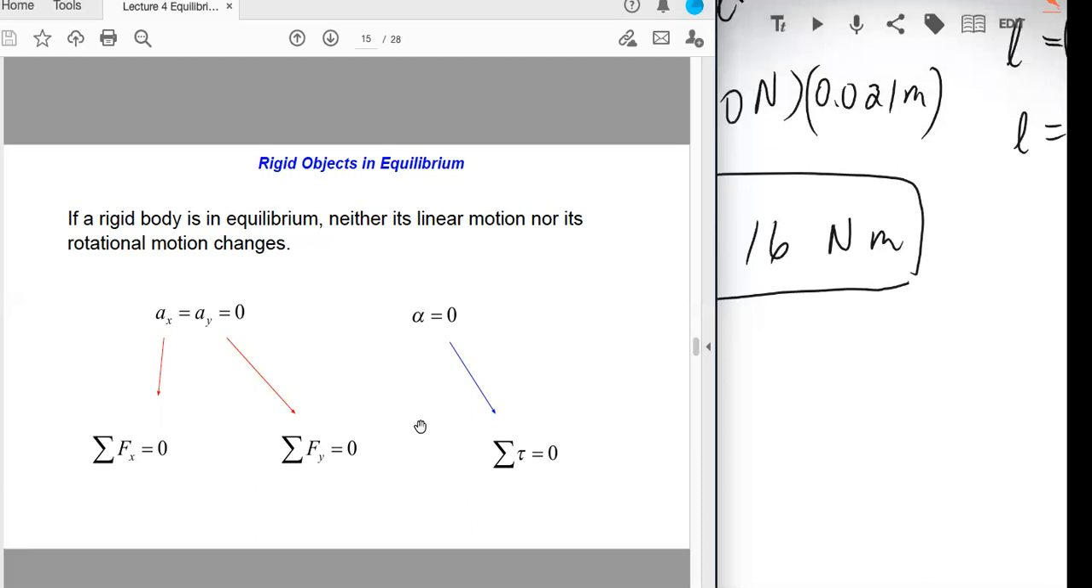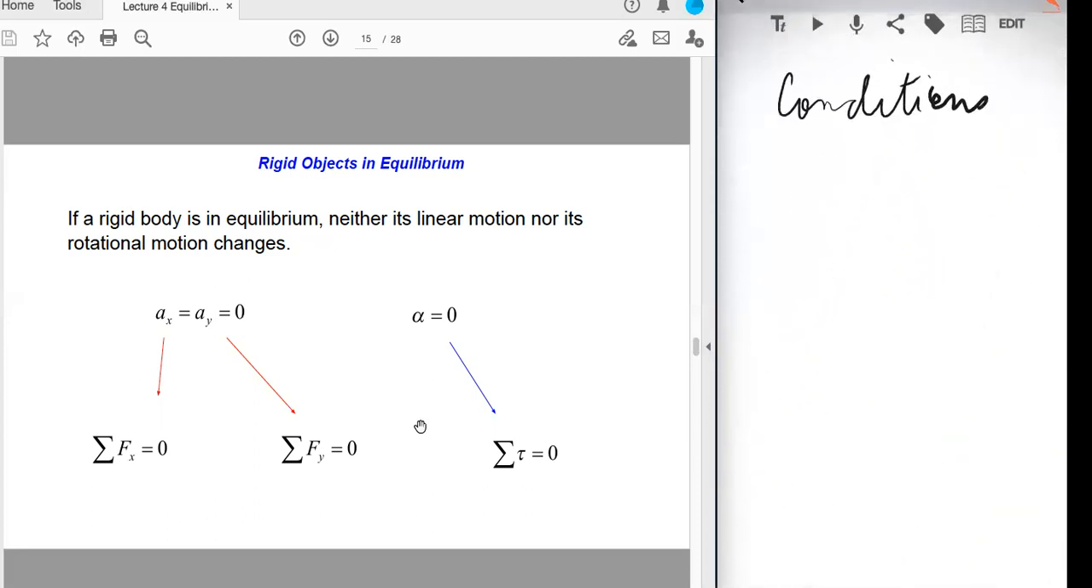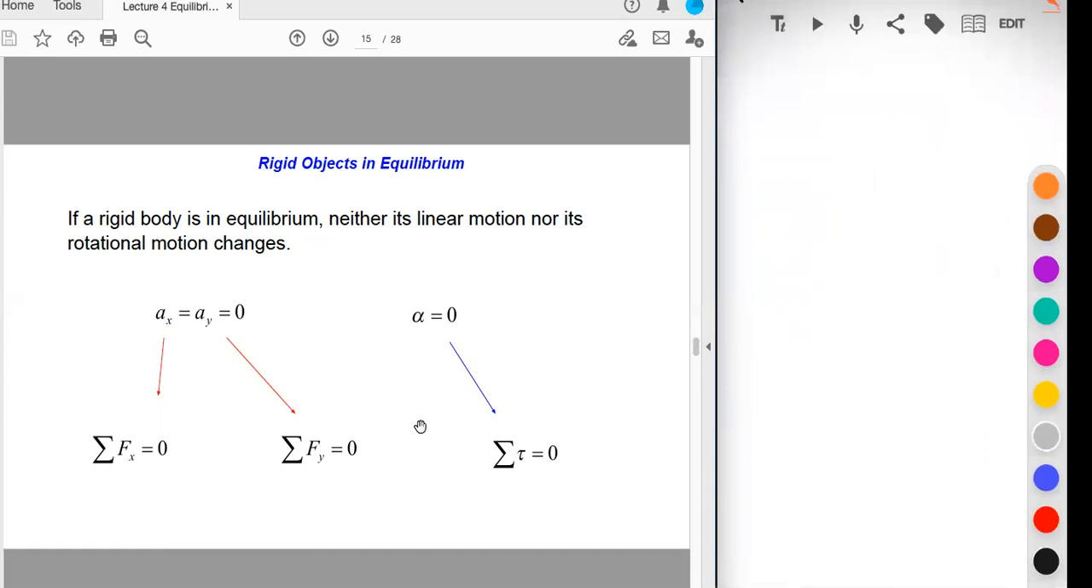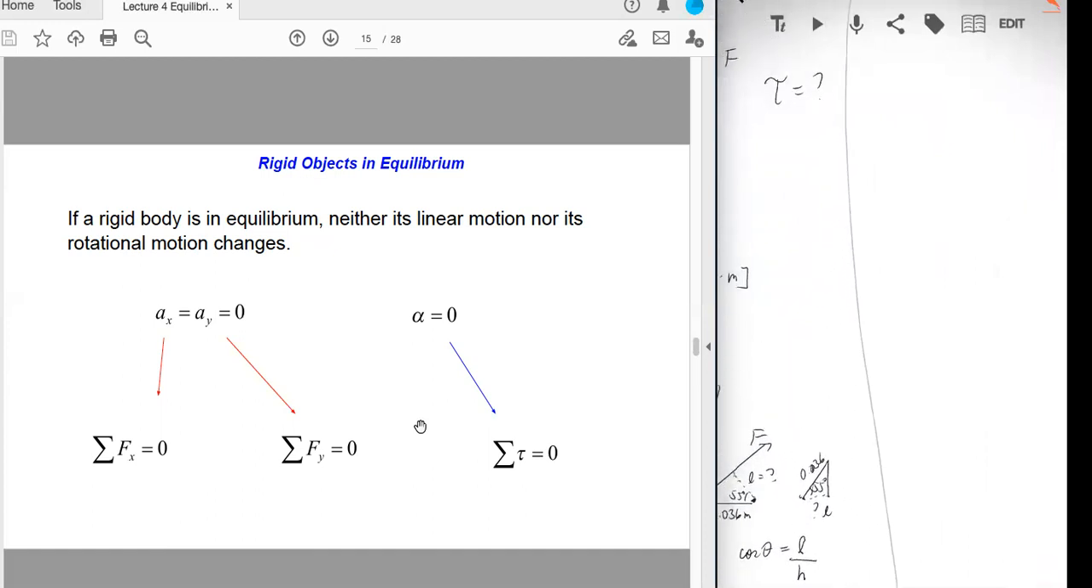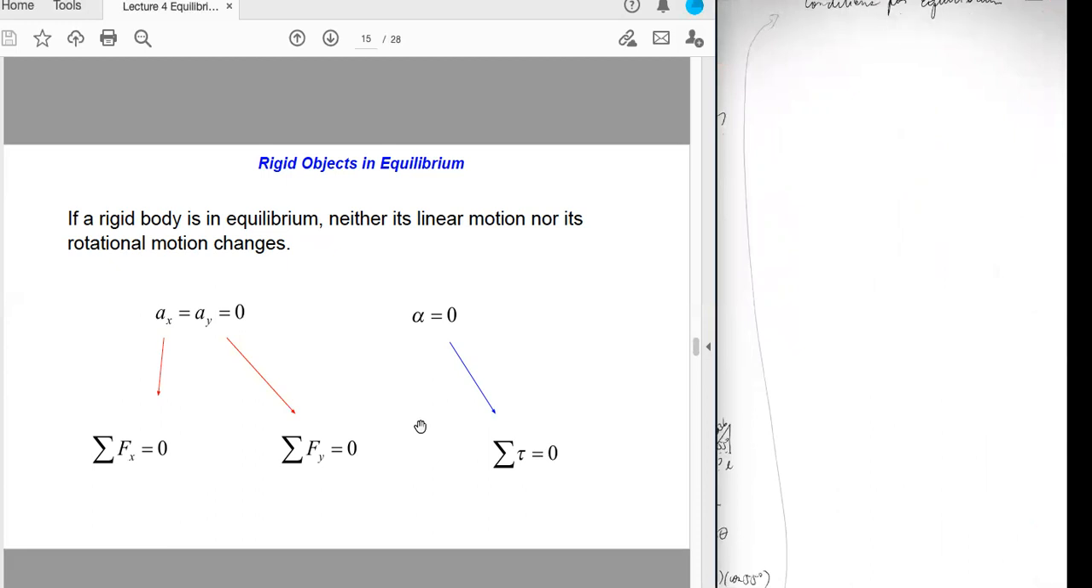So maybe I should write it. So, conditions for equilibrium. Okay? Ito na tayo. Okay? So, sulat nyo na lang mga condition sa equilibrium.